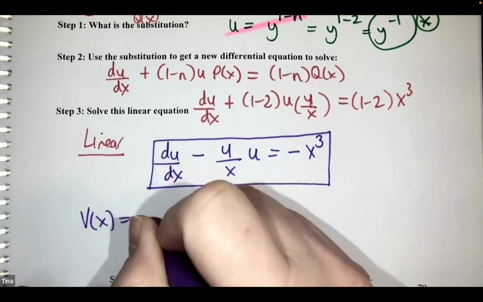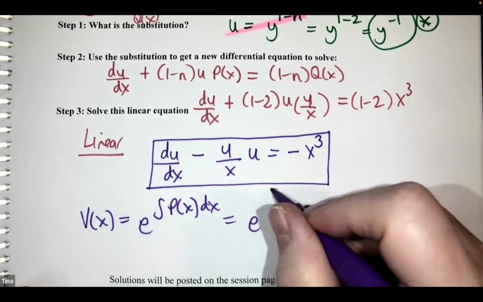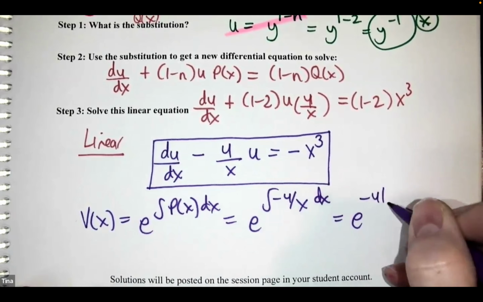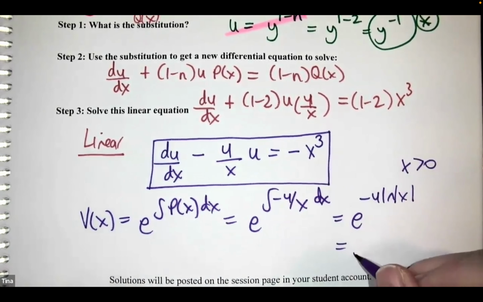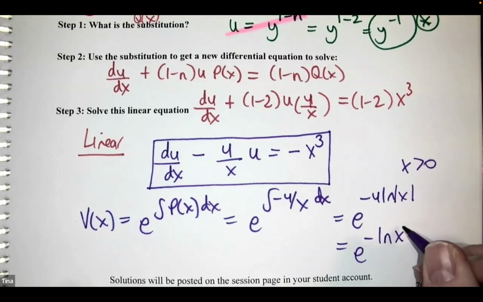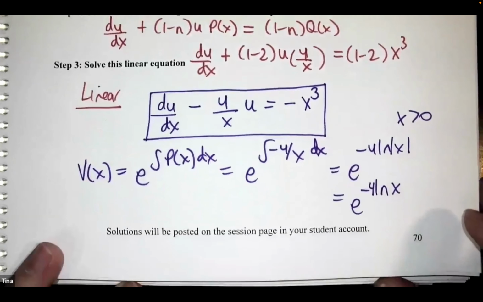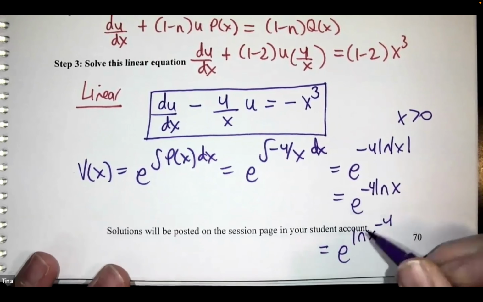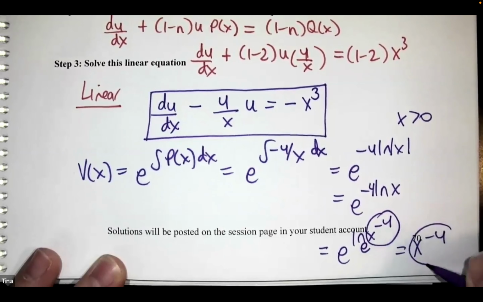Okay, so my integrating factor is e to the integral of p of x dx, and that's e to the integral of negative 4 over x. So it should be negative 4 ln x. x is positive, so we don't really need to worry about that. So it's e to the negative 4 ln x, and then we could just put the negative 4 up top. ln is log base e, so our integrating factor is just x to the negative 4.